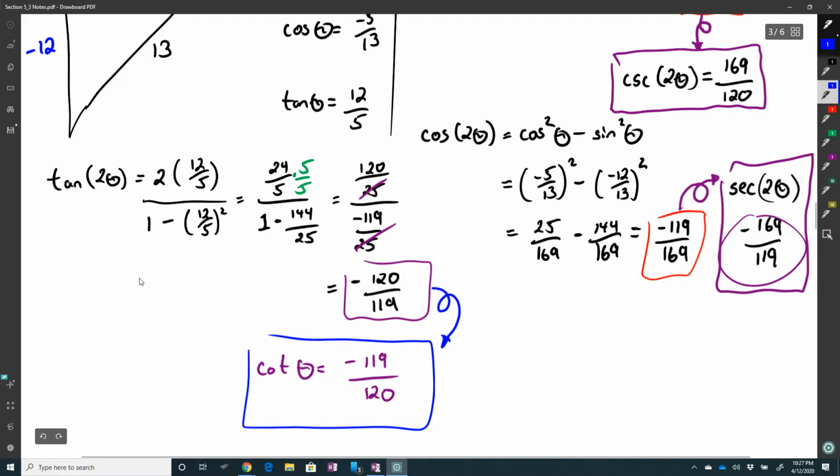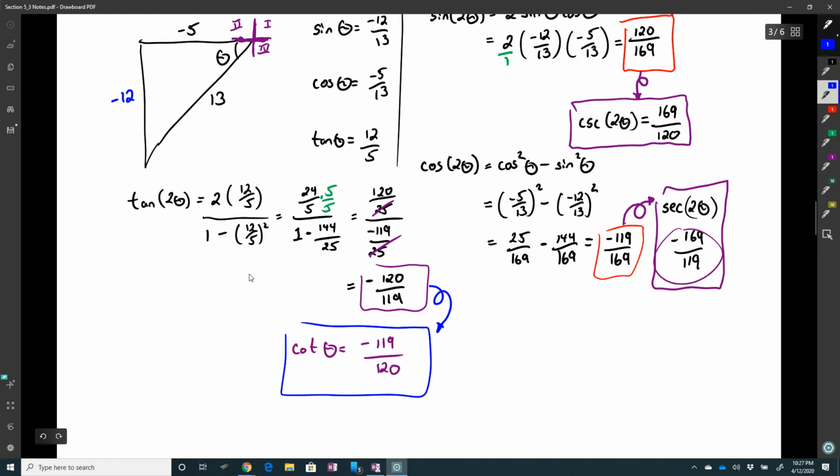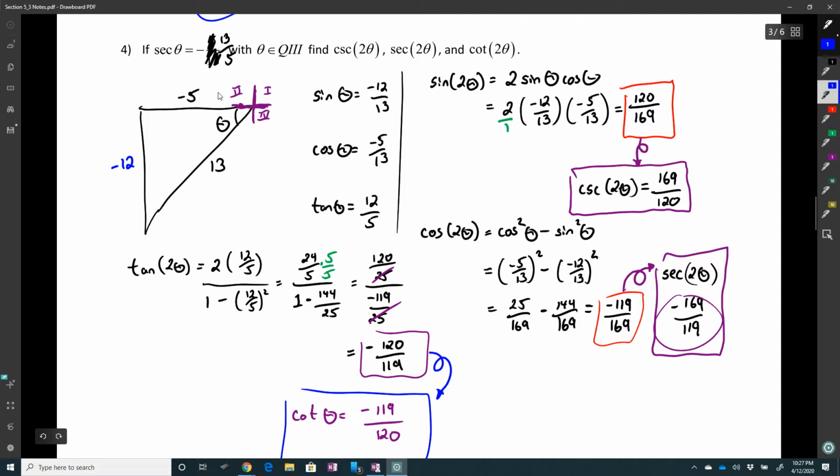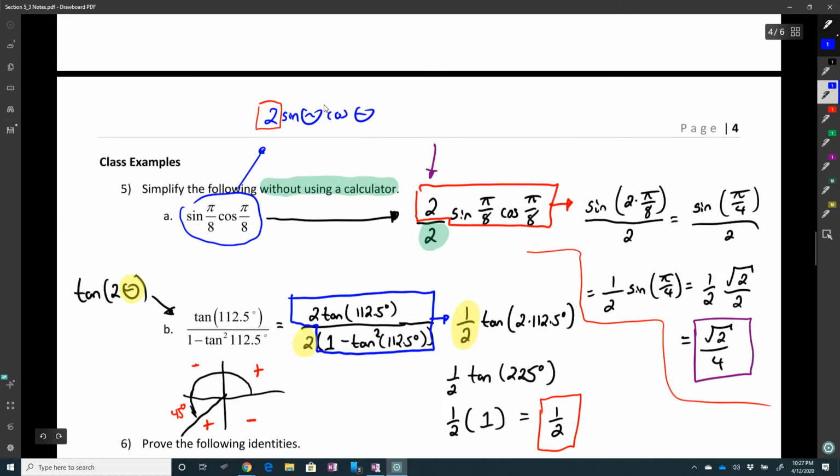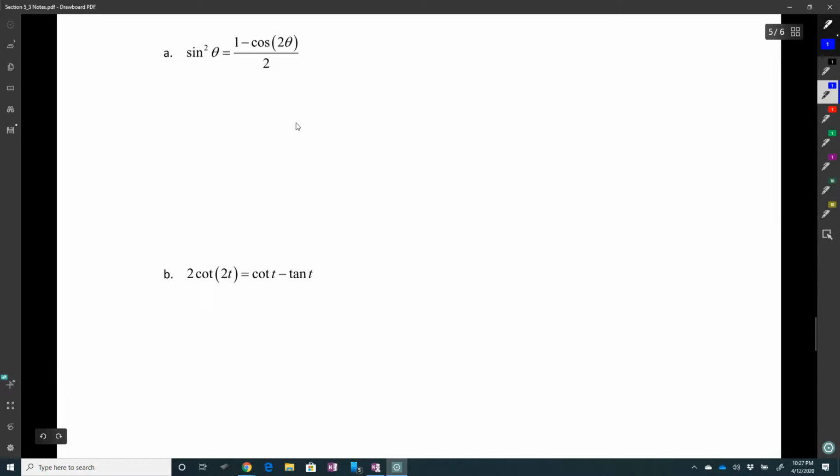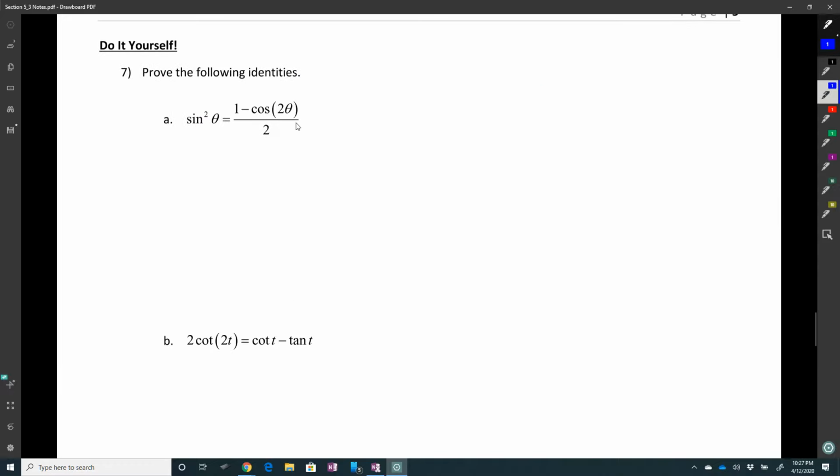But now let's see if we can figure out some of these proofs. So again, I apologize for the typo. I'll try to fix it before I post, or it's already posted online, but I'll try to post a fixed version. All right, so now proof time. Prove the following identities. The first one says sine squared theta equals 1 minus cosine 2 theta over 2.